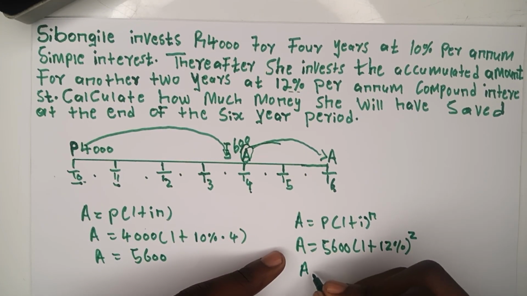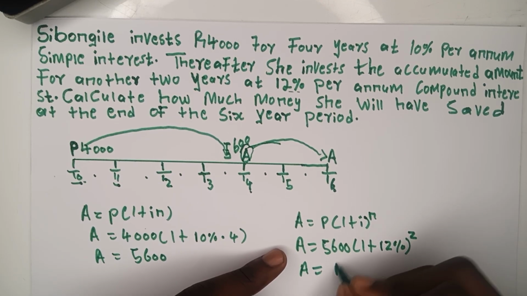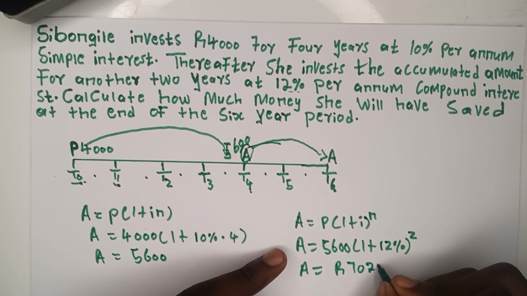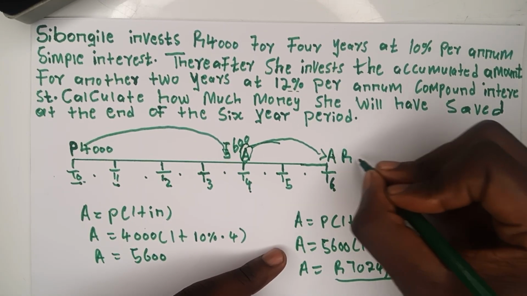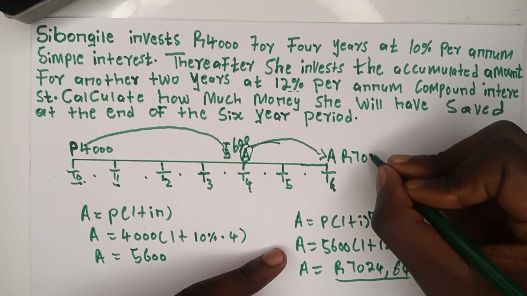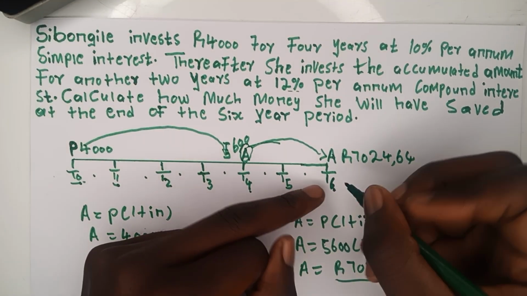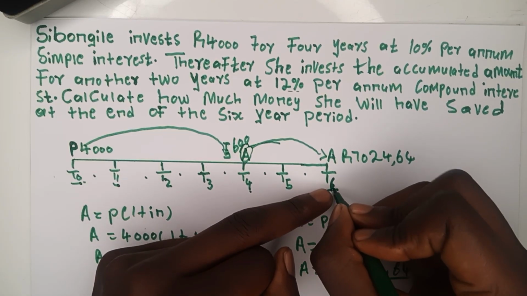And then A, this is our last A, is going to be equal to 7,024 rands, 64 cents. So meaning that here we actually have 7,024.64. But remember guys, this is the end of the 6th year.